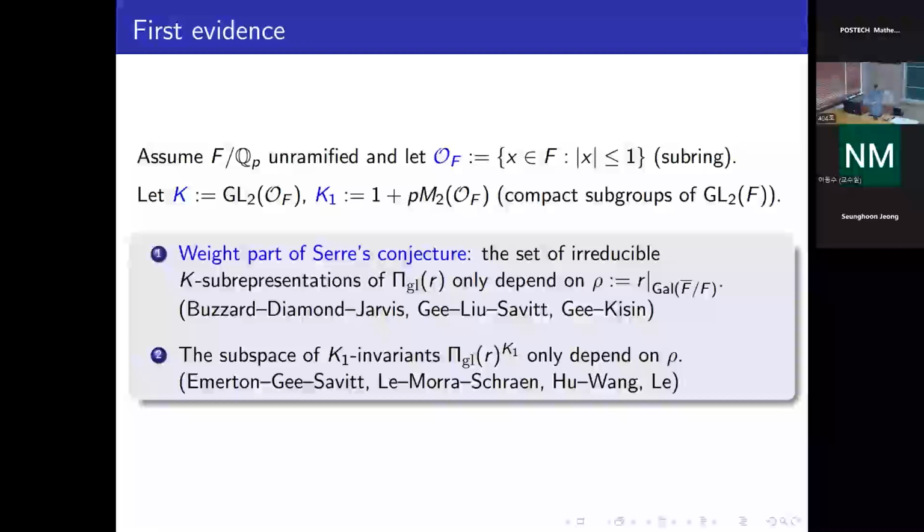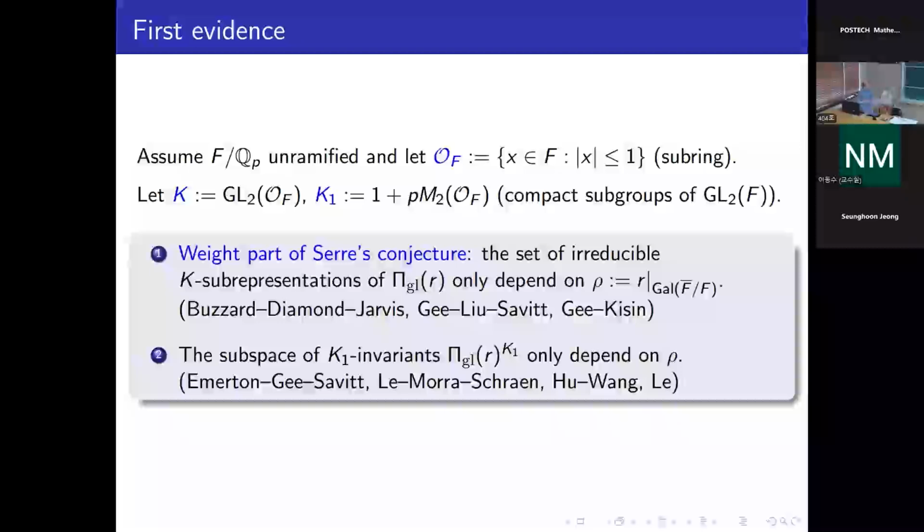And then the second statement takes it further, but it's still just a small finite dimensional piece of this representation π(ρ). It's looking at the K_1 invariance, where K_1 is the first congruence subgroup, the one of matrices congruent to 1 modulo the identity. These only depend on ρ. This is a subspace, actually even a subrepresentation. And this was done by Emerton, Gee, Savitt, Lee, Morra, Schraen, and Hu, Wang, and Lee. So there were many people involved.